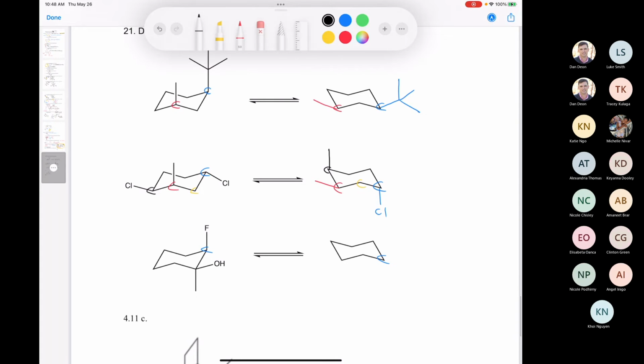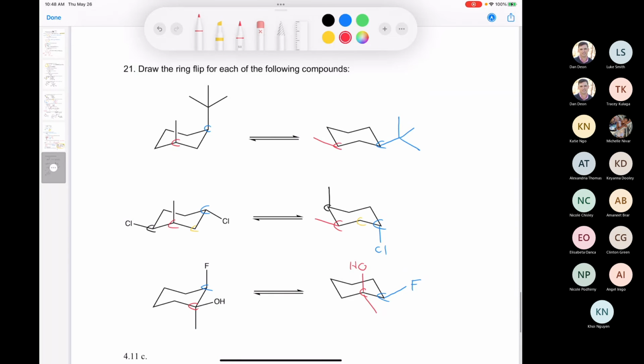In the next one, we have the fluorine going up and axial, which means it's going to be going up and equatorial in here. Then we go to the next carbon, and the hydroxyl is up and equatorial. That means that the OH is going to be up and axial here. And then the methyl group is down and axial. So that means it will be down and equatorial in this. And there you have it, my friends. Up and axial are going to alternate as we flip the ring.